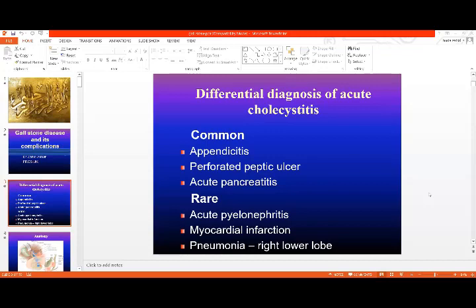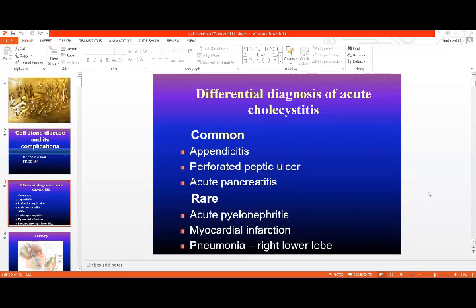So in that case, if there's no temperature, no high white count, no Murphy's sign, but the ultrasound shows gallstones and the patient comes with pain, the diagnosis won't be acute cholecystitis, it will be biliary colic. Because the stone in the gallbladder tries to move a little, it causes colic, or when the gallbladder contracts after meals, it causes pain. There's no inflammation. So your diagnosis will be biliary colic.